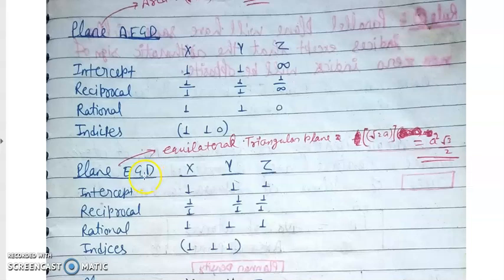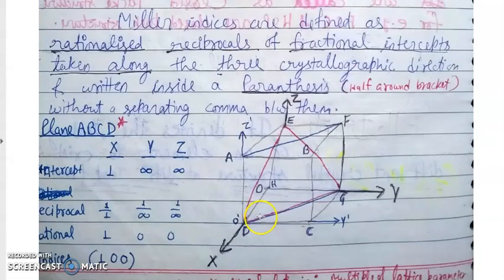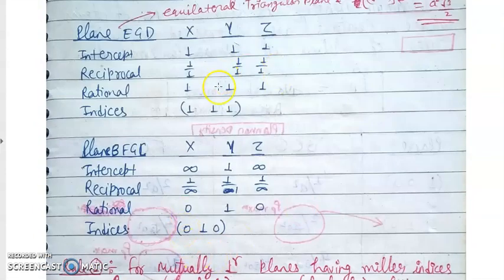Plane DGE. Here you will get an equilateral triangle plane. X will be 1, Y will be 1, Z will be 1. You have to take the reciprocal, that will be 1 by 1, 1 by 1 and 1 by 1. Now rationalize it, it will again give you 1, 1, 1 as the indices. So the Miller indices for this particular triangular plane DGE or EDG will be 1, 1, 1. You can write down the Miller indices in the bracket form. Similarly, you can calculate other Miller indices.